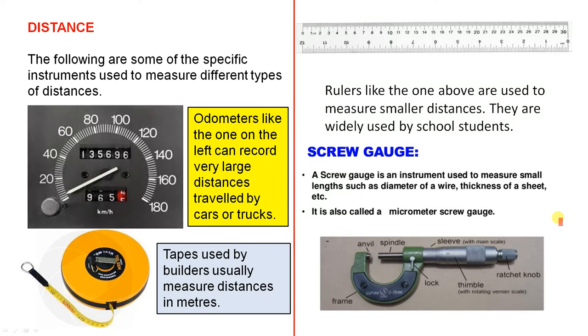A screw gauge is an instrument used to measure small lengths, such as diameter of a wire, thickness of a sheet, etc. It is called a micrometer screw gauge. So it measures very small distances, and it's quite accurate.